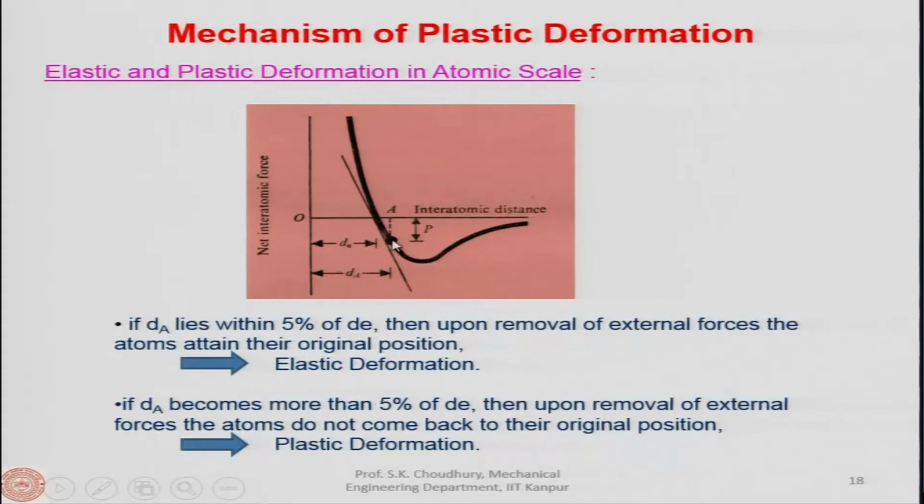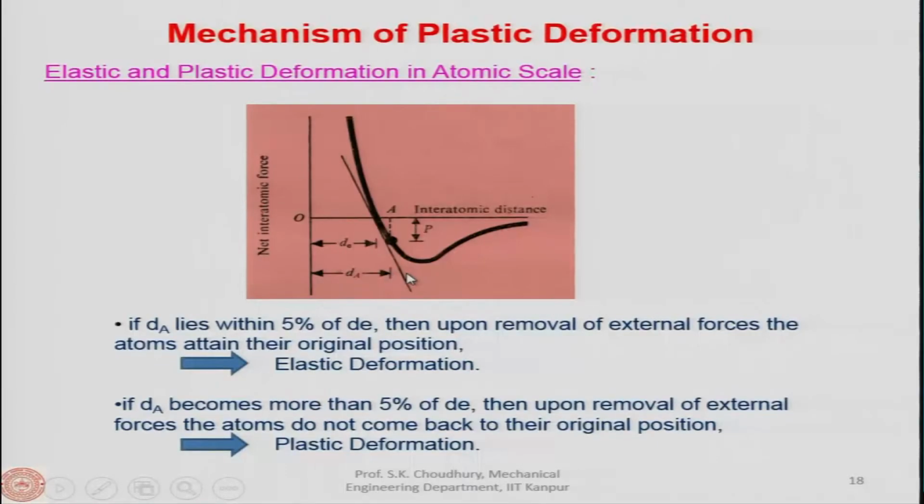So, here also the same thing happens: if the atom is forced to move to position A, where dA is the distance, which is less than 5%, 0.05 of dE, then upon removal of the force, the atom will come back to its original position. So, this is the reversible process, which we call elastic deformation.